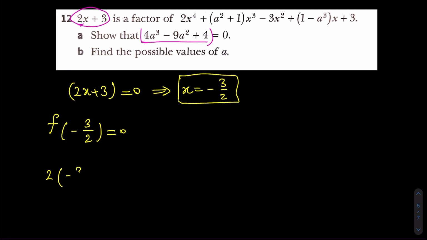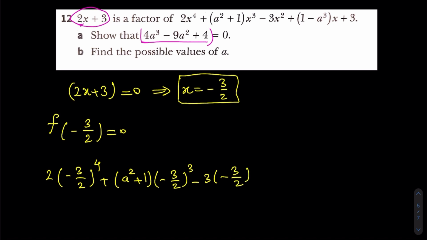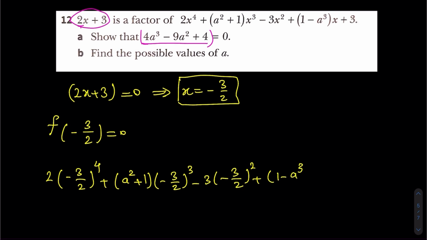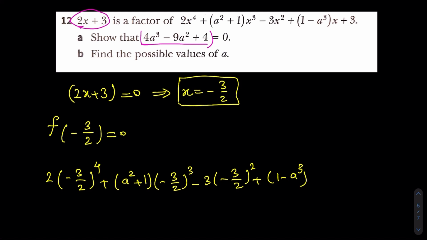So it will be, in this case, 2 times minus 3 over 2 to the power of 4, plus a to the power of 2 plus 1 times minus 3 over 2 to the power of 3, minus 3 times minus 3 over 2 to the power of 2, plus 1 minus a to the power of 3 times minus 3 over 2 plus 3. That must be equal to 0.